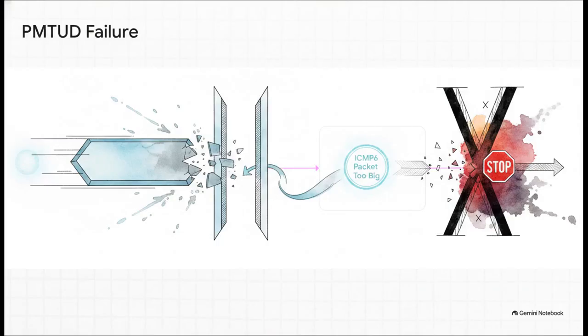So why does this happen? Well, it follows a very specific, tragic sequence. First, the source sends out a large outbound packet. Next, a router somewhere along the path hits a link with a smaller MTU limit. Now, since IPv6 routers do not fragment packets themselves, the router drops it and generates an ICMPv6 Type 2 packet too big message. It sends this back to tell the sender to shrink its packets. But here is the critical failure point: an overzealous firewall blocks that return message. The sender never gets the memo, keeps waiting, and the connection just stalls out forever.